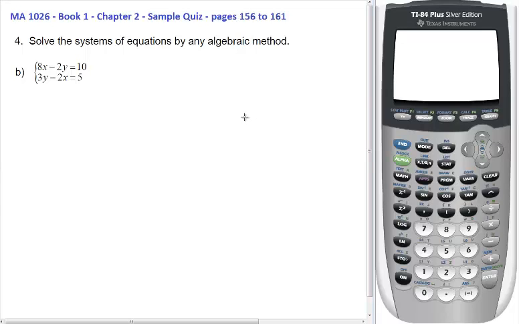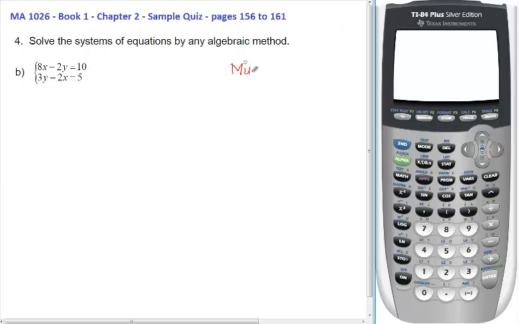Good day, students. We're going to look at the solution now to 4b, one of your long answer, full solution questions from the Chapter 2 sample quiz in Book 1 of your Math 1026 booklets. It's asking us to solve this system using any algebraic method we choose. There are several ways we could do it, but the most favorite seems to be the multiplication addition method.